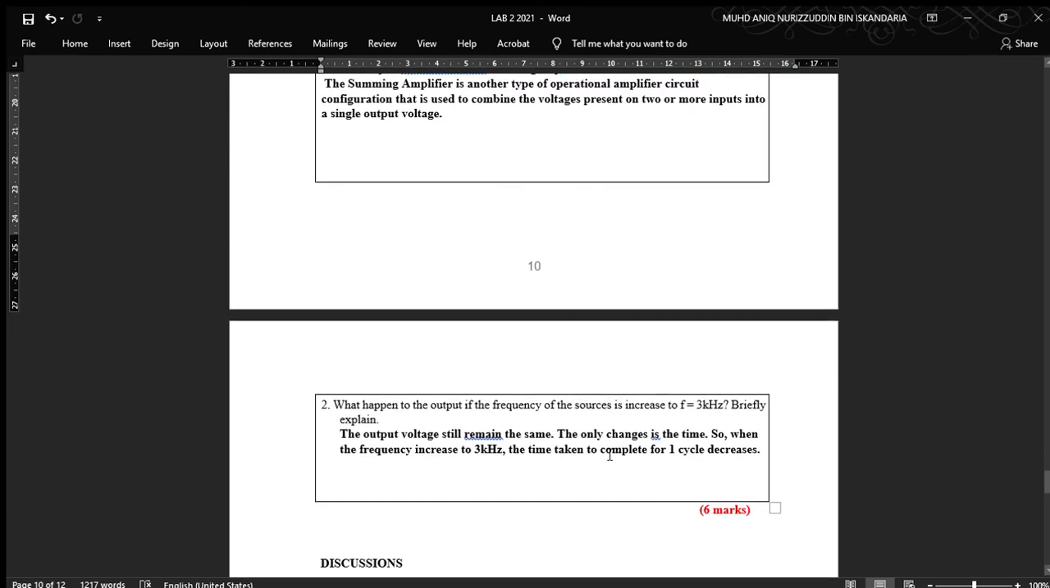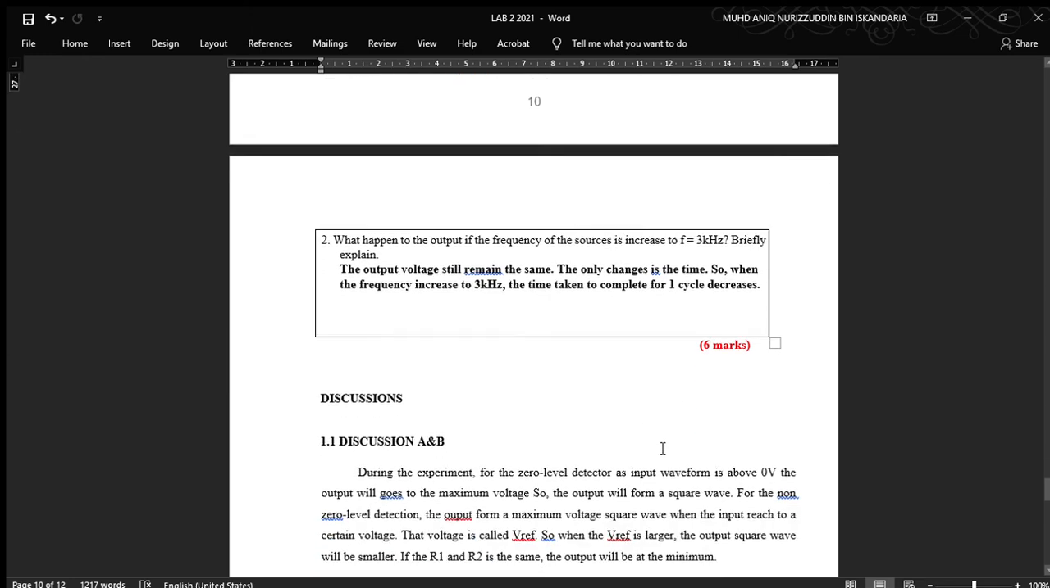And what happens to the output if the frequency of the source is increased to 3 kHz? The output voltage still remains the same. The only change is the time. When the frequency increases to 3 kHz, the time taken to complete one cycle decreases.